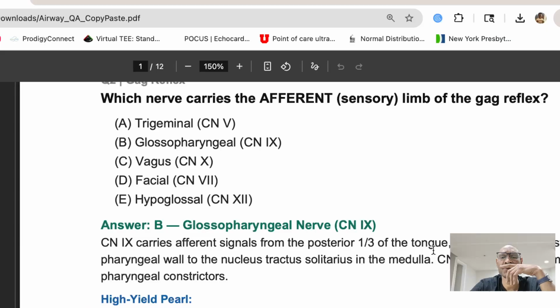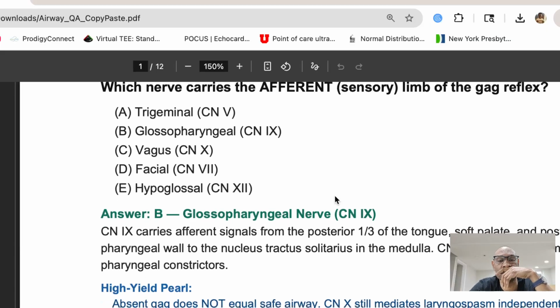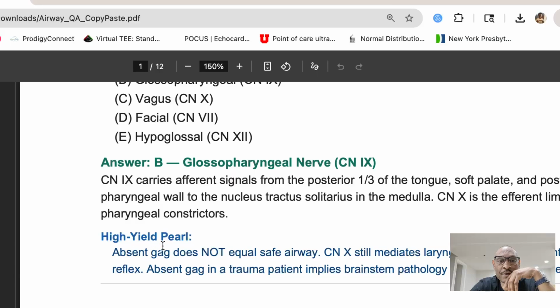And so it's a cranial nerve. Number 10 is the efferent limb. Okay, all right, some high yield points. Absent gag does not equal safe airway. Cranial 10 still mediates laryngospasm independent of the gag reflex.